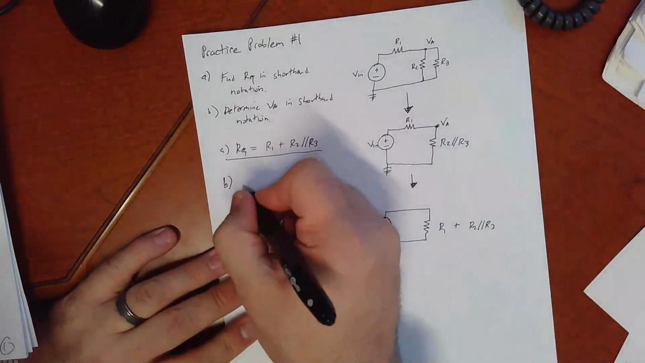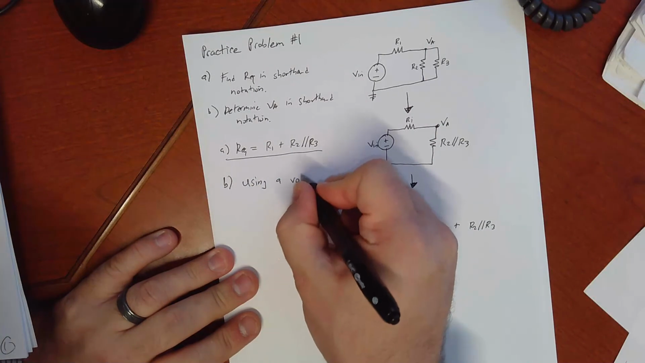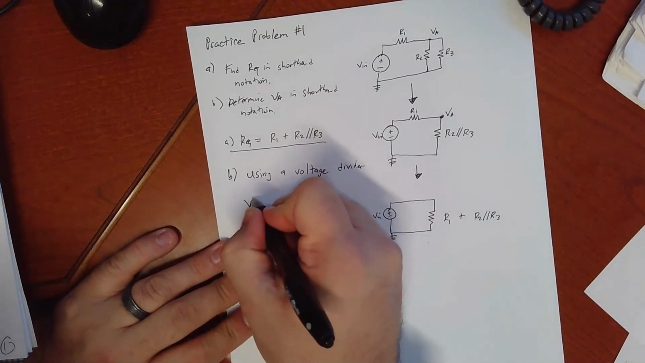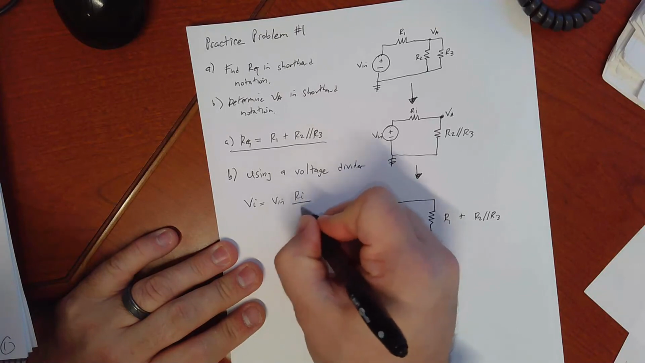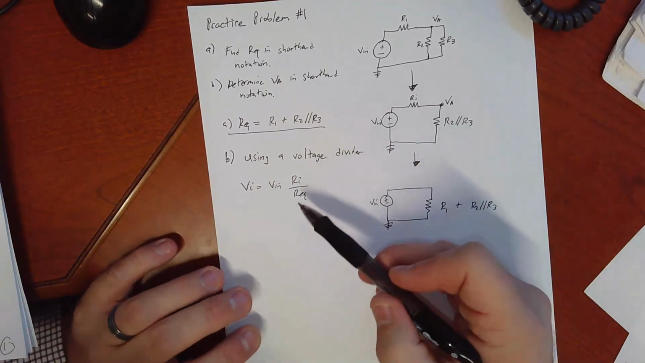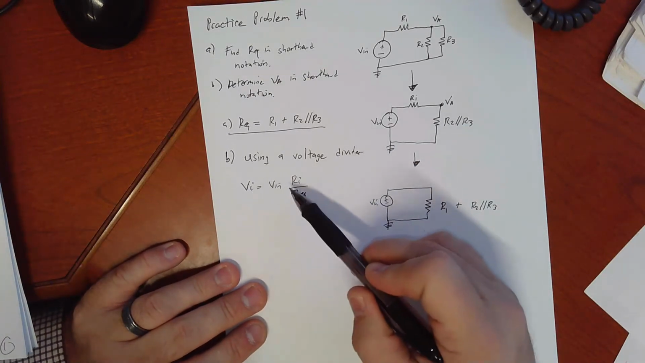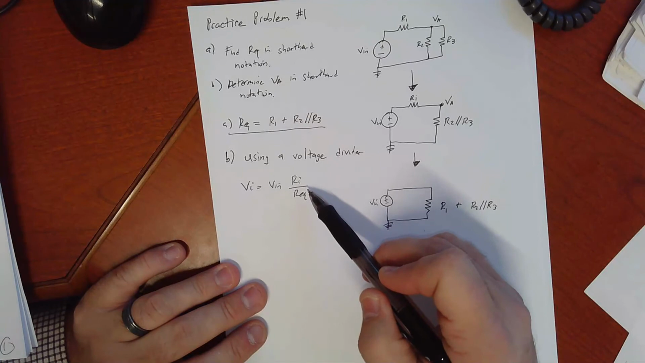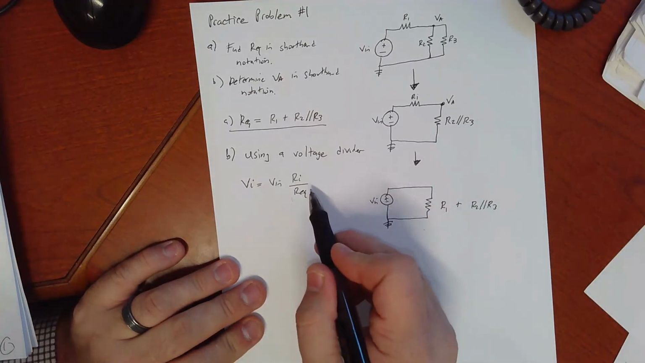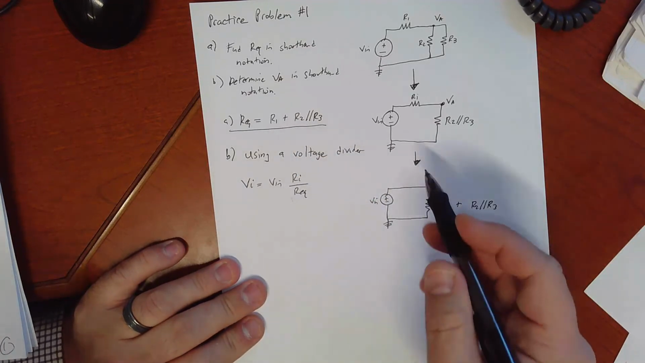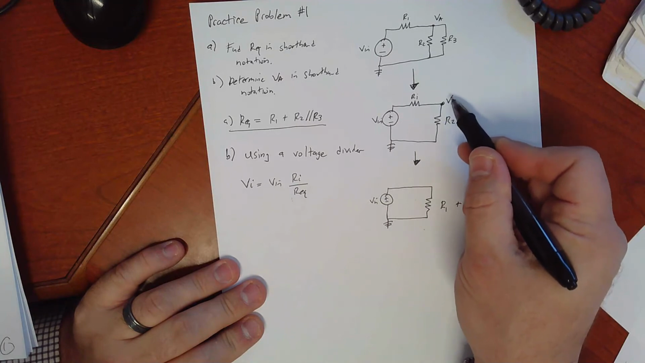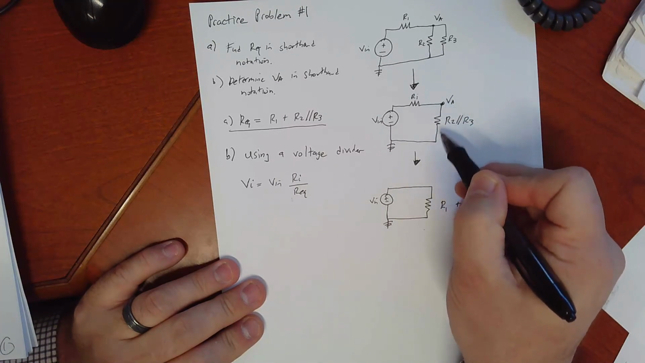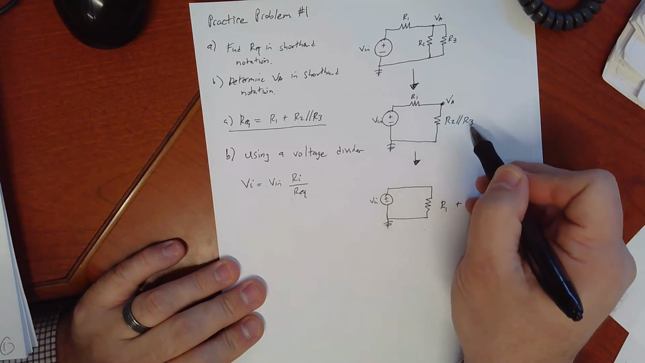So using a voltage divider, we know that V sub I is going to equal Vn times R sub I over R equivalent, right? We learned before, voltage divider: the voltage you want to measure is equal to the input voltage times the resistance of whatever you're trying to measure across, over the equivalent resistance. So we already have the equivalent resistance we found for the circuit, and the V sub I we want to measure is VA, and VA is measured to ground. So VA is measuring across this resistor, where this resistor is R2 parallel R3.